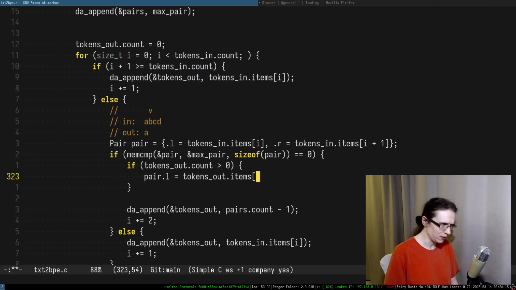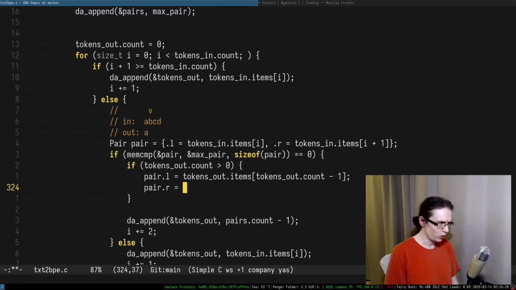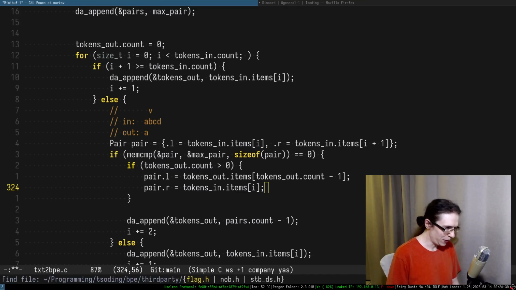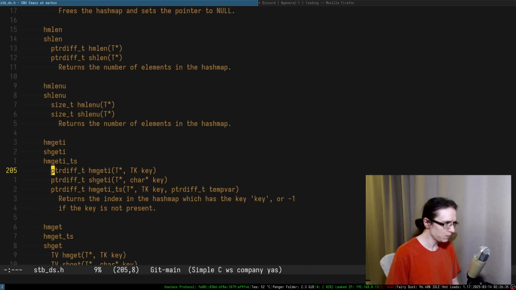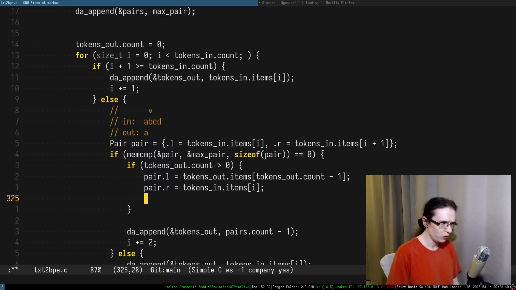So let's take items and put count -1. This is the left one. And the right one is going to be the current one in the tokens input, right? There you go. Here's our pair. Now we need to look up that pair in a frequency table, so I think it's something like get i. We need some sort of variable where we're going to hold an index to the bucket. So here's the frequency and we provide the pair.